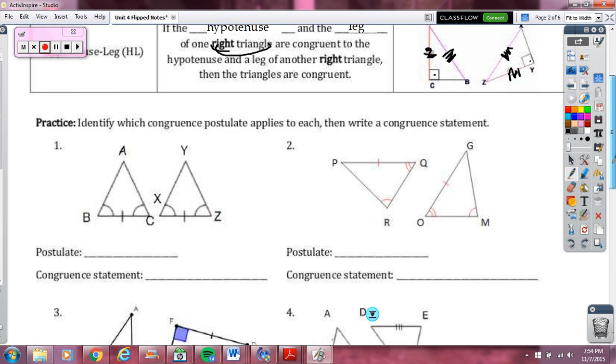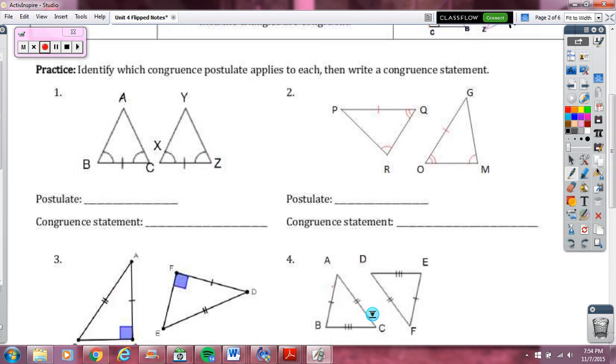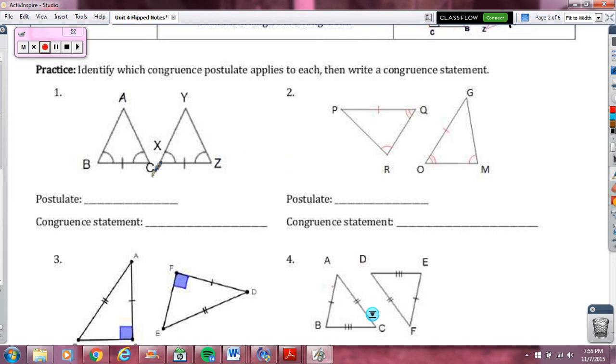I'm going to do two examples here with you, number 1 and number 2, and then I want you to try out 3, 4, 5, and 6 with the video paused and then unpaused to see if your answers are right. Here we go. Identify which congruence postulate applies, and then write a congruent statement. The congruence postulate is one of the big 5, and then the congruent statement is the thing with the letters that says which two triangles are congruent.